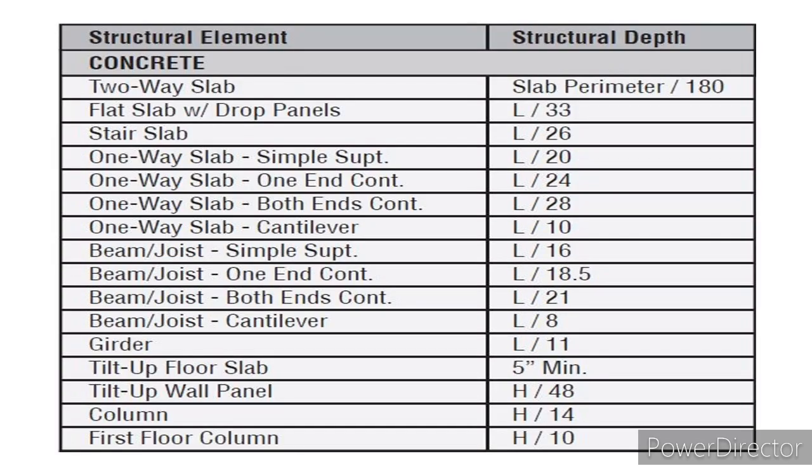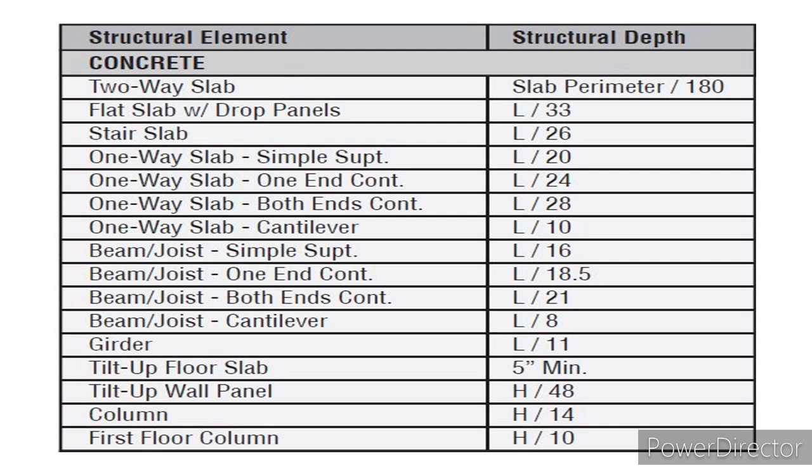Two-way slab: structural depth is slab perimeter/180. Flat slab or drop panels: structural depth is L/33. Stair slab: structural depth is L/26. One-way slab for simply supported condition: structural depth is L/20.